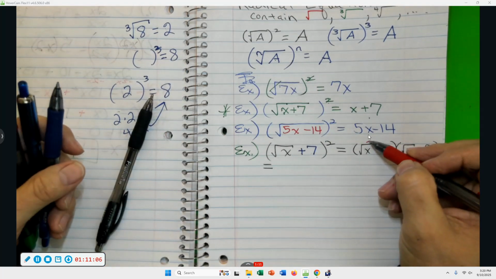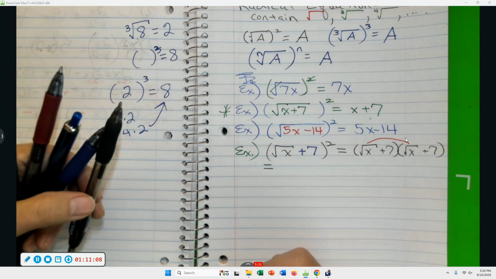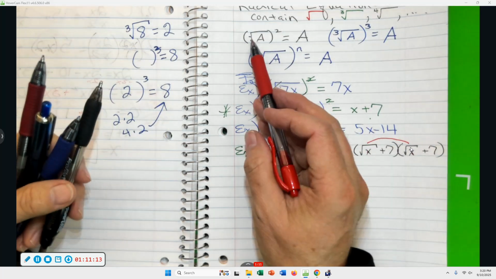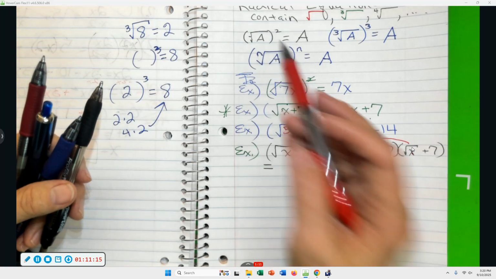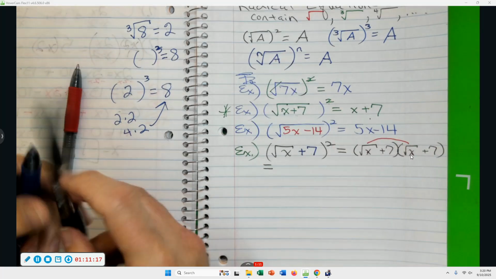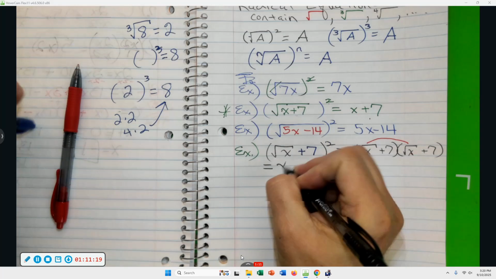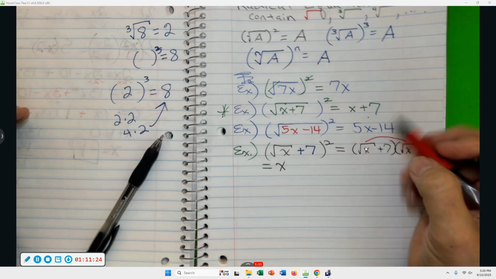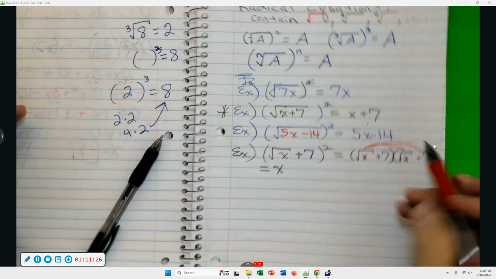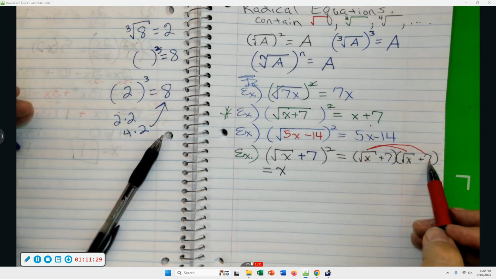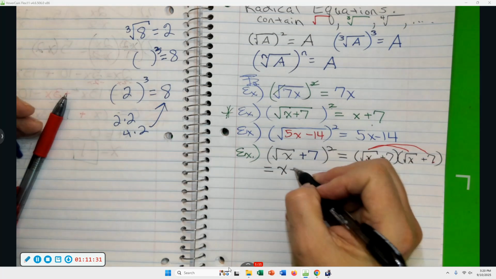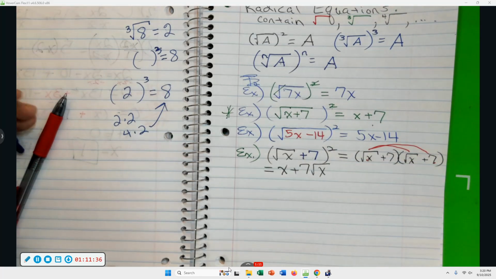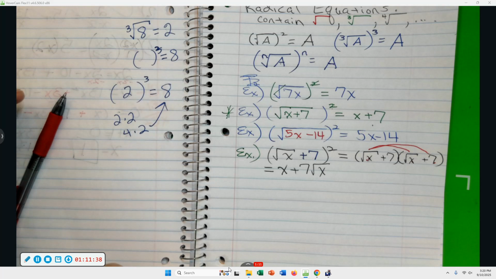First, the square root of x times the square root of x. The square root of x times the square root of x is the square root of x squared, so that reduces just to x. Great, we got rid of that radical in the first product. What about the second product? What's the outer product going to be? The square root of x times 7 gives me a positive 7 times the square root of x.